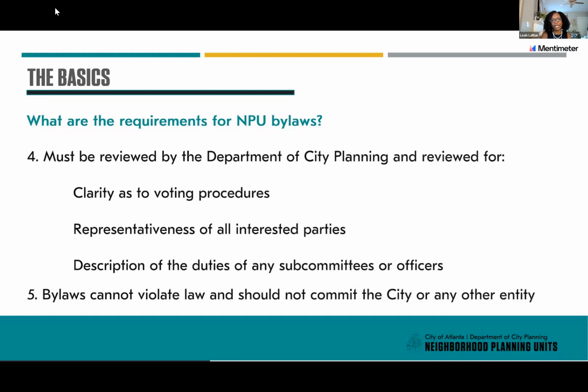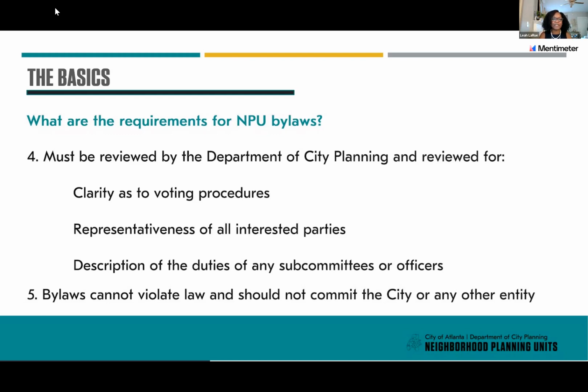We look for clarity as to voting procedures, because it's required in the code that your voting procedures be spelled out clearly. We look for representativeness of all interested parties. That is admittedly a bit subjective, but we haven't had problems with that thus far. And we look for a description of the duties of any subcommittees or officers. We want to make sure that all of the subcommittees' duties are spelled out, the officers are spelled out clearly. This is important. That is all that we are reviewing bylaws for. That is what we are authorized to review bylaws for.